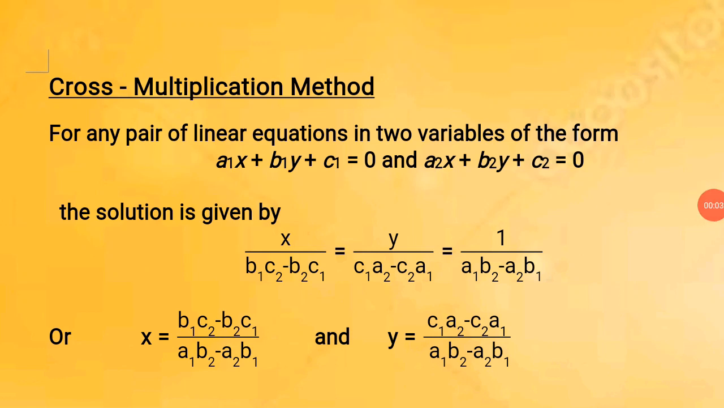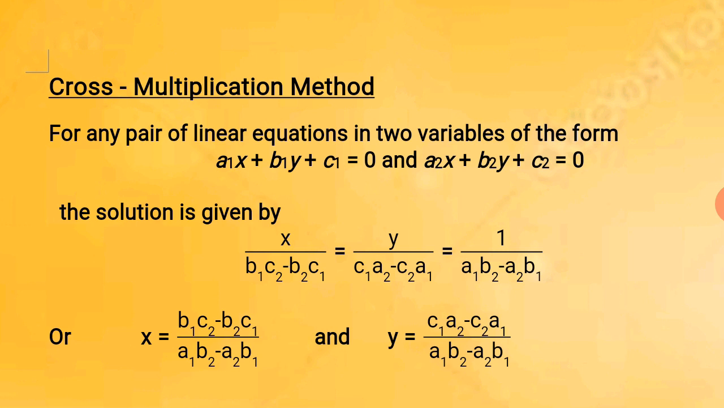Hello children, we are back to standard 10th, chapter number 3, pairs of linear equations in two variables. Beforehand, we have done two algebraic methods of solving the given pair of linear equations. They were substitution method and elimination method. Now we are starting with the third method, that is cross multiplication method.